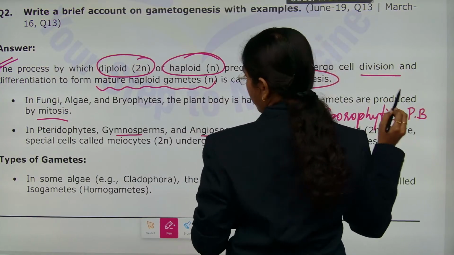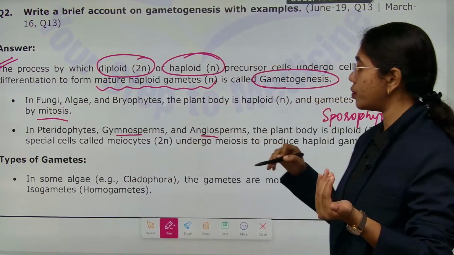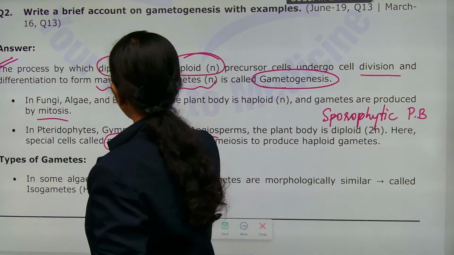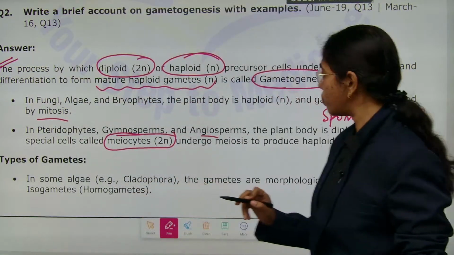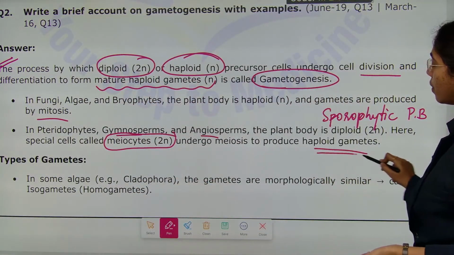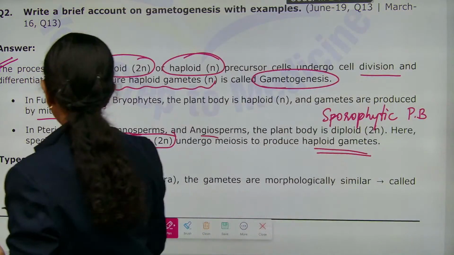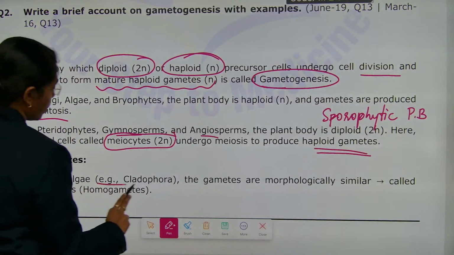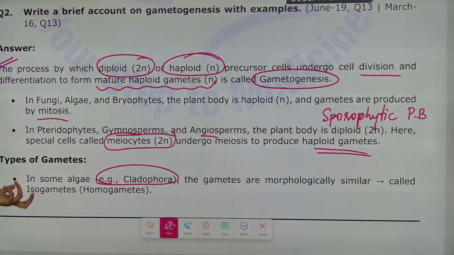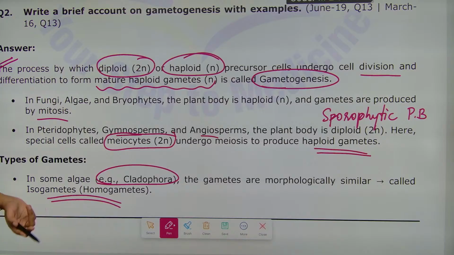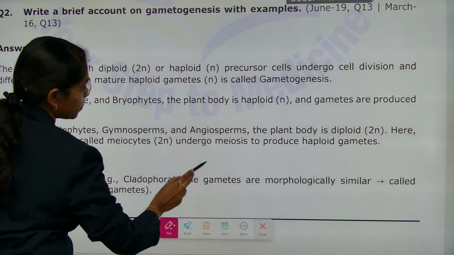Sporophytic plant body. Here, special cells will be formed. These special cells are called what? Meiocytes. These special cells are meiocytes, which will undergo meiosis and they will produce haploid gametes. What are the different types of gametes? In some algae, for example, Cladophora, the gametes are morphologically similar and they are called what? Isogametes or homogametes.